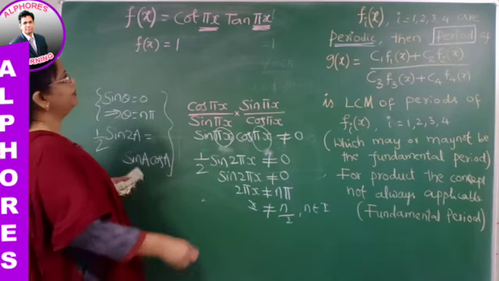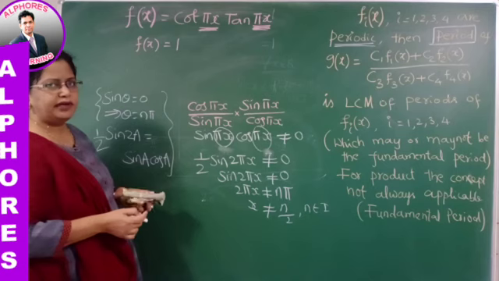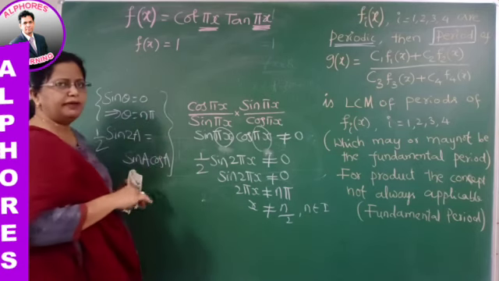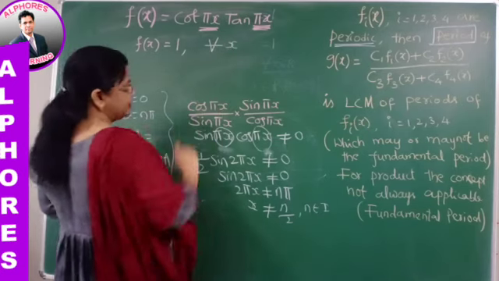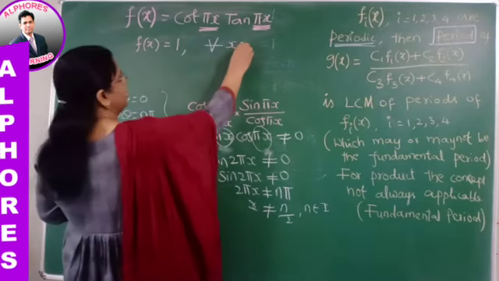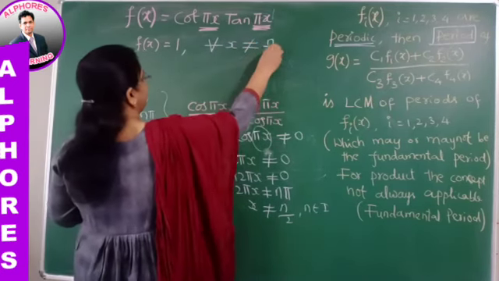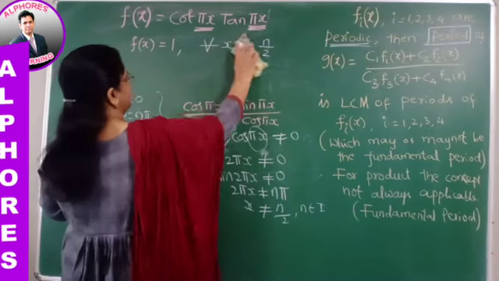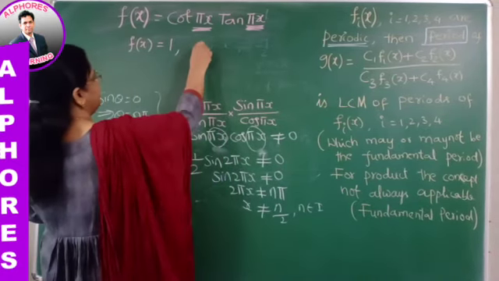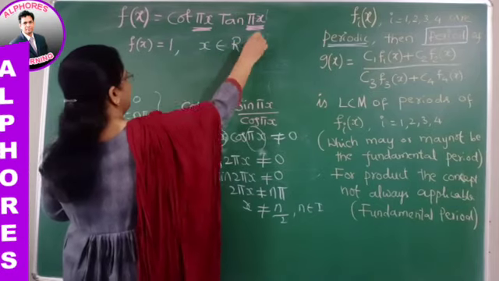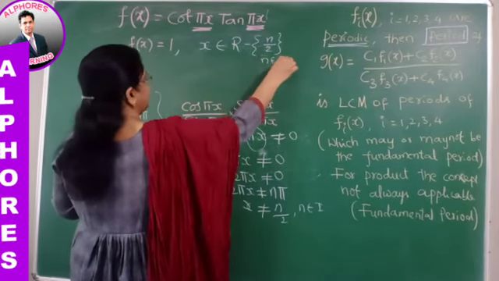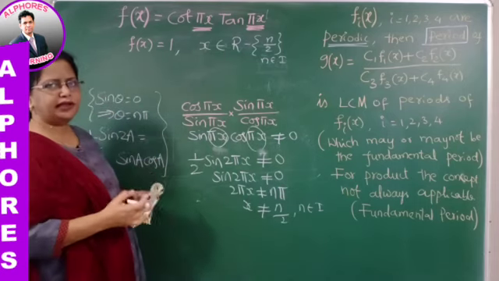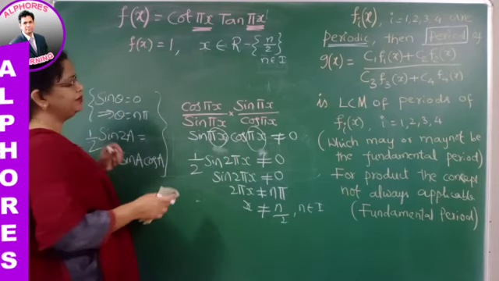Got it? That means this value, no doubt it is 1, but not for every real number. It is true for all x which are not equal to n by 2. That means all the real numbers you can take except the values n by 2. So the domain is R minus n by 2, where n is an integer. That means 0 is also excluded, negative numbers as well as positive numbers.